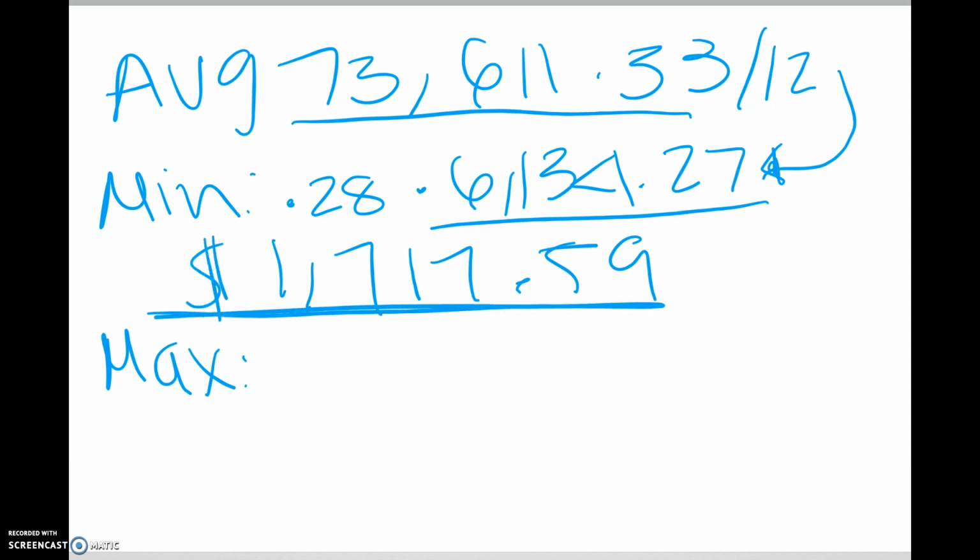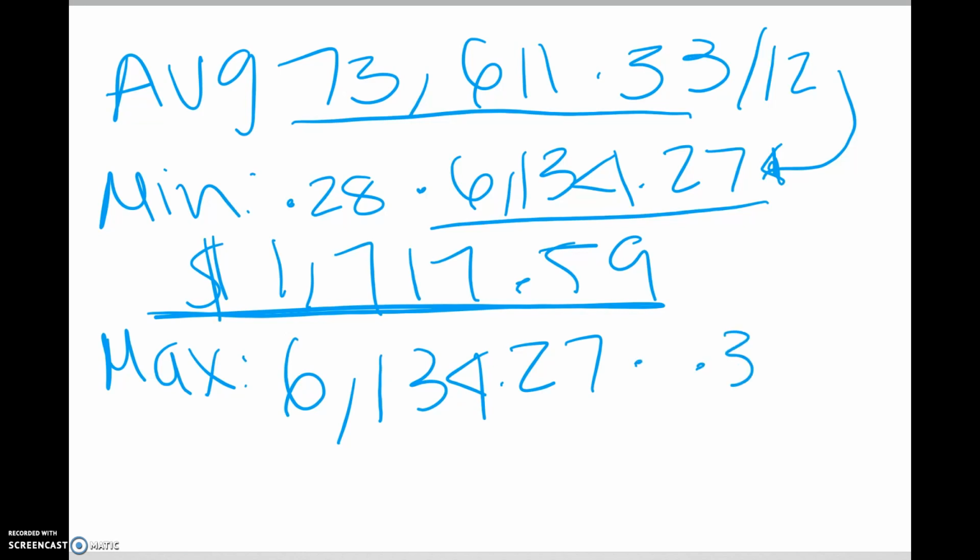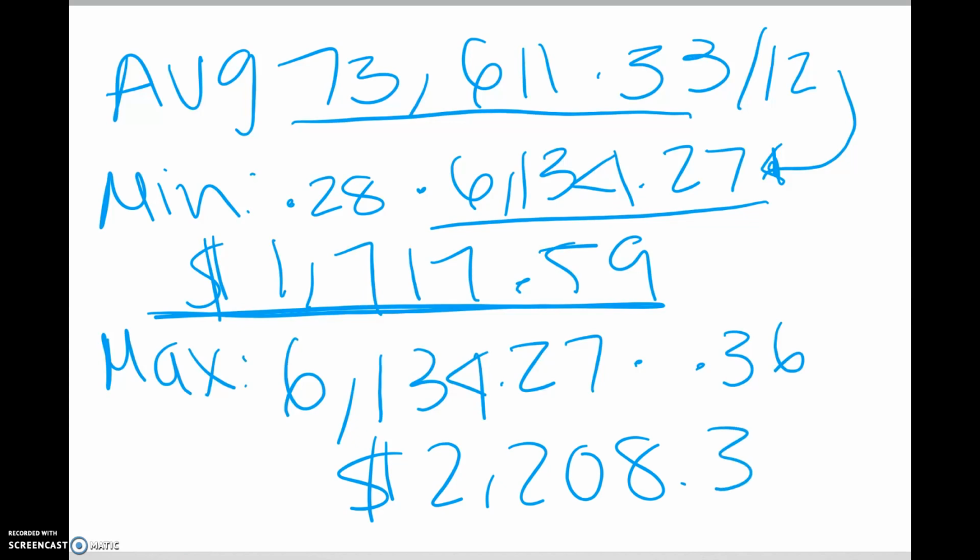And to find the maximum amount, you take the 6,134, and the only difference is that you multiply it by 0.36 or 36%, and you get a maximum amount of $2,208.33.